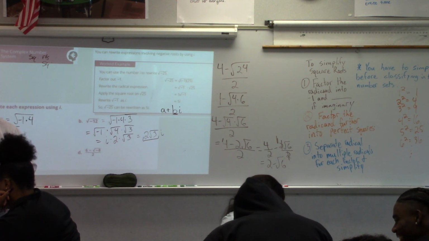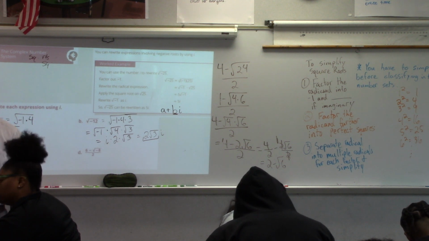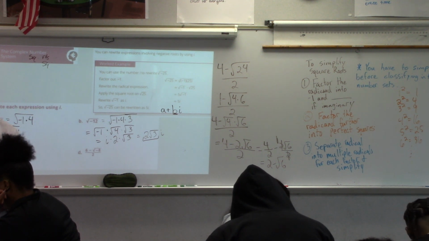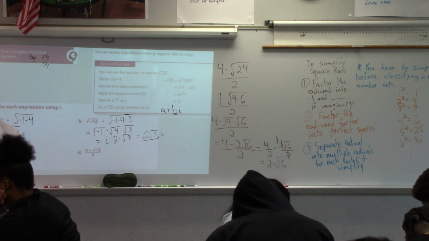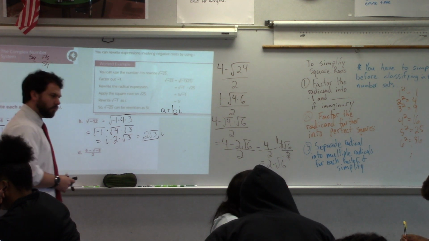The whole thing is that we want perfect squares because you can take the square root of a perfect square. So are there any factors of 50 that are perfect squares? 25 times 2.